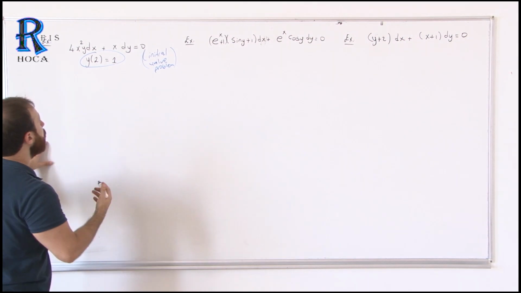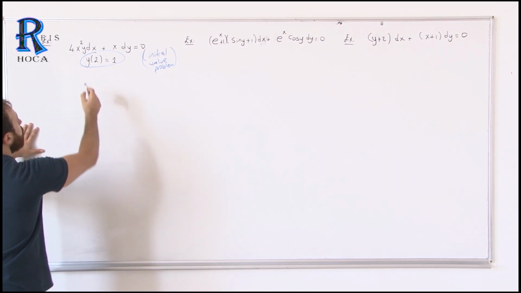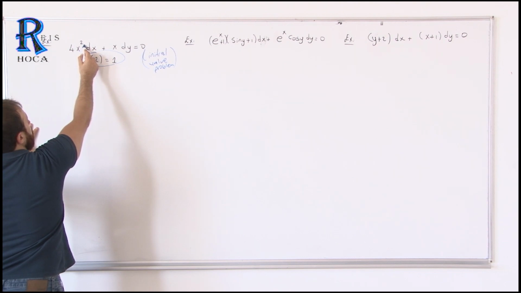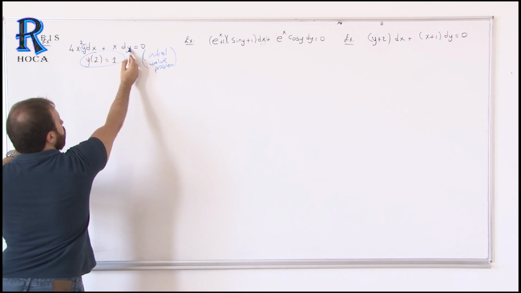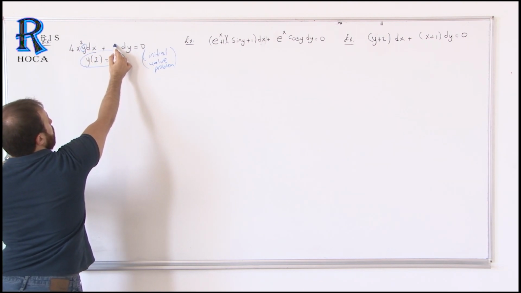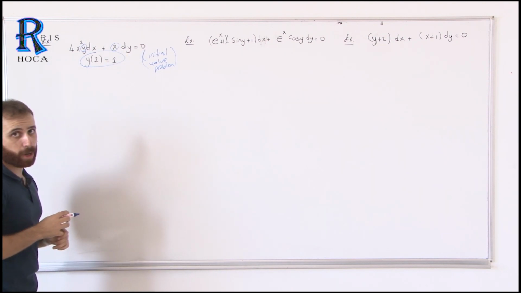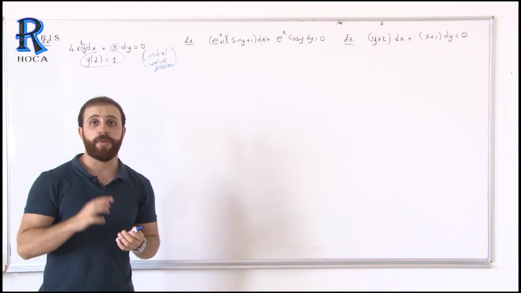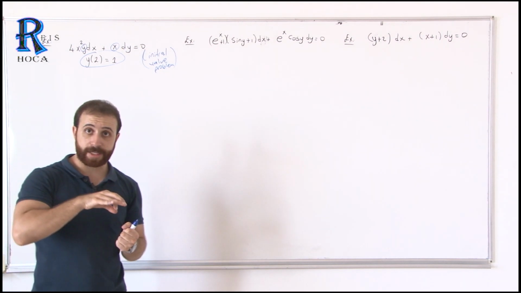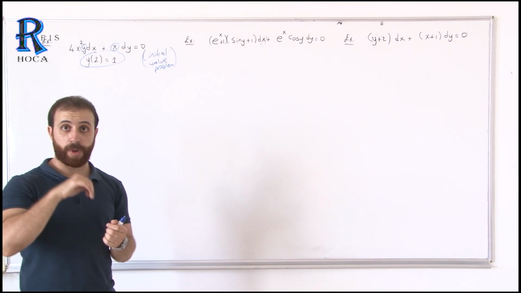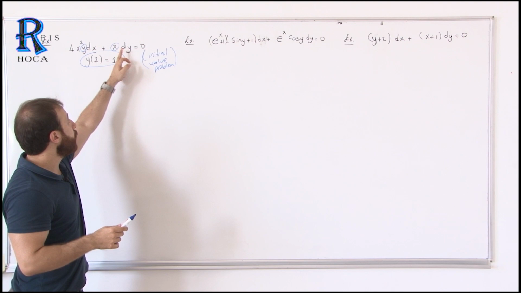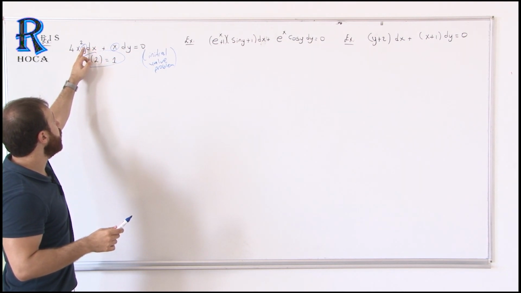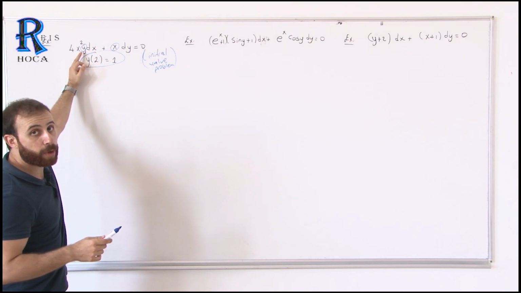Let's start. To make it separable, in front of the dx there is another variable, y, which is a problem. In front of the dy there is another variable, x, which is a problem for us. What is separable? In front of dx, just x. In front of dy, just y. Here there is another variable. This is a problem for us.